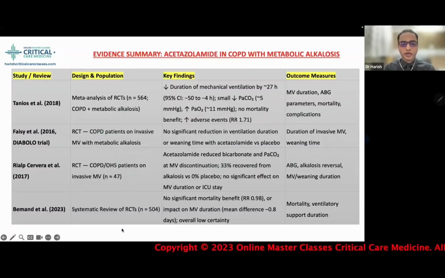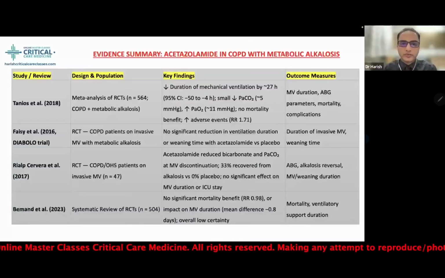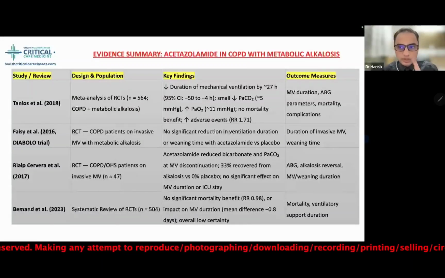Basically, we don't have very good evidence to suggest usage of acetazolamide in patients with metabolic alkalosis with a background of COPD secondary to post hypercapnia. So that is the take home.